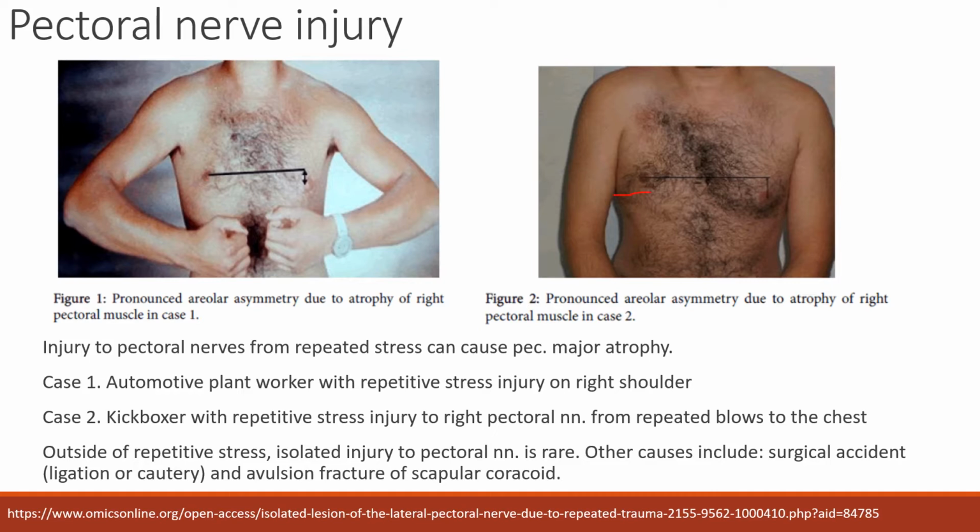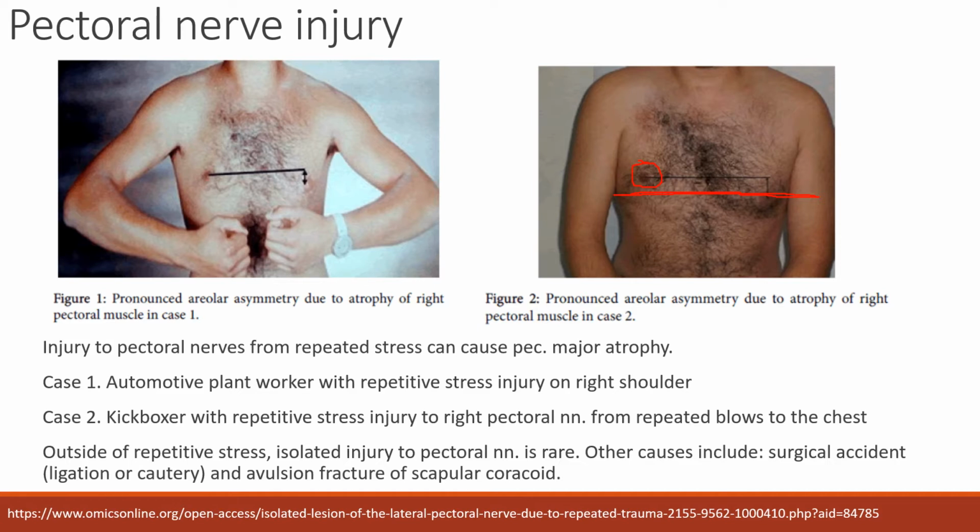All right, so here is where we would expect the normal nipple line. And you can see here how the right nipple has been raised up. All right, it's higher than it should be because that pectoral muscle has atrophied. And so the nipple has sort of followed the muscle, right? As the muscle gets smaller, it gets closer to the chest wall and elevates. All right. So yeah, repetitive stress injury is common.